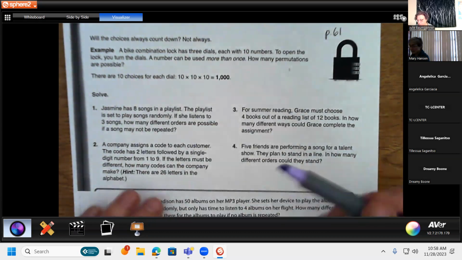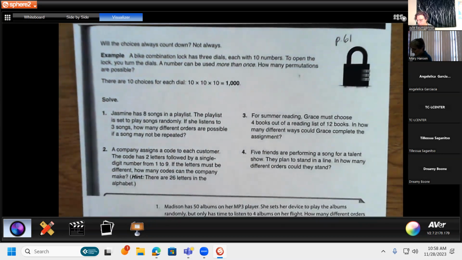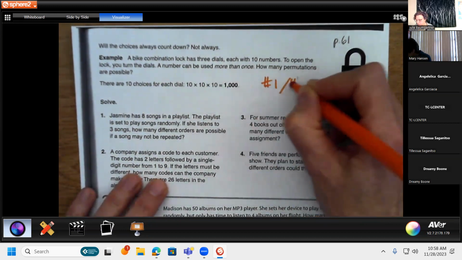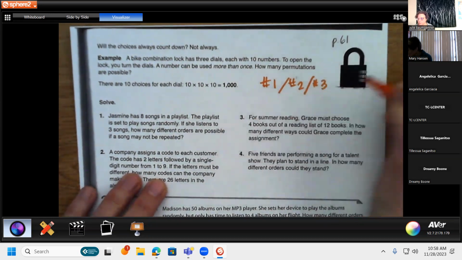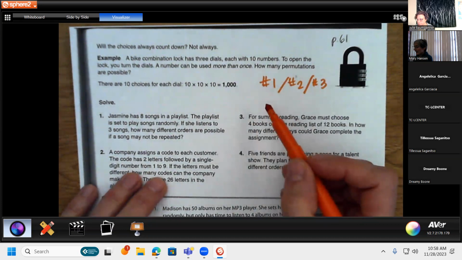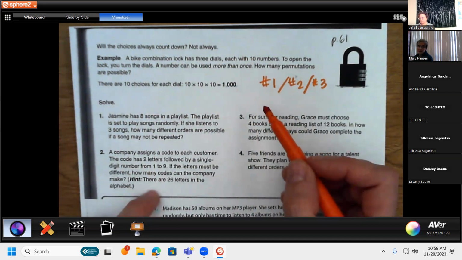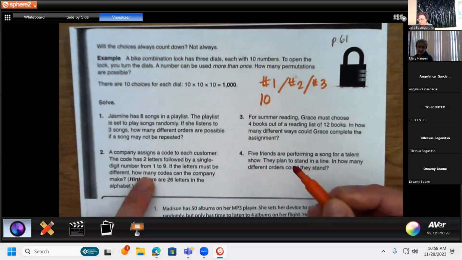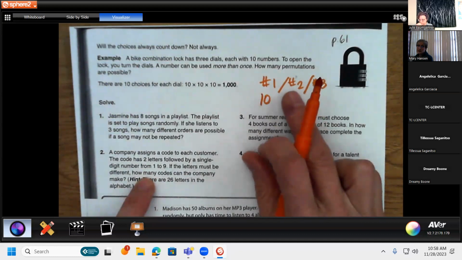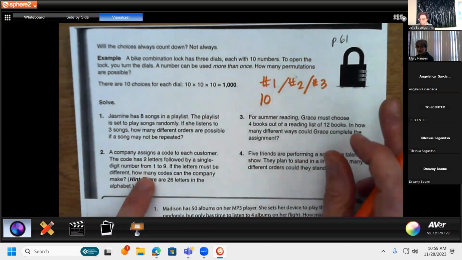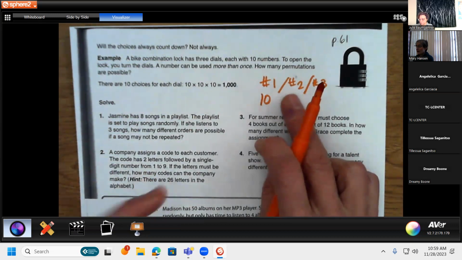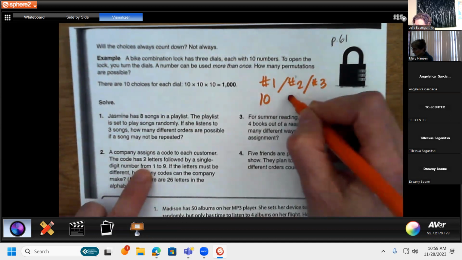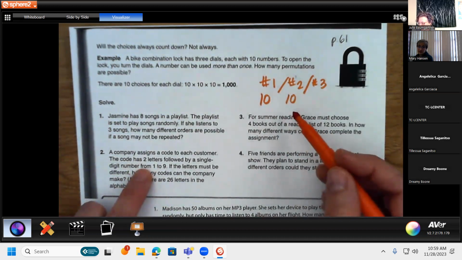Okay. This problem looks a little bit different. When I'm choosing my numbers, how many choices do I have for the first number in the sequence? I have 10 choices. Now, in the other problems, we would go, oh, 9 and 8. But think about this problem. For the second number, how many choices do I have? I still have 10 choices because I can reuse the numbers.